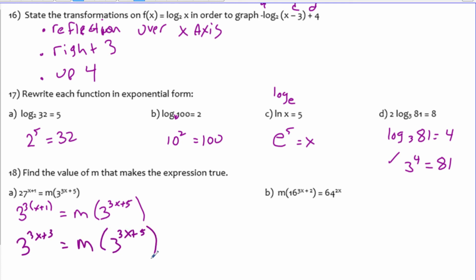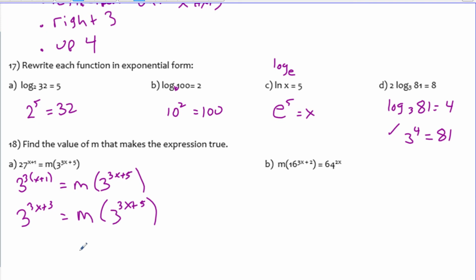Okay? So now when I compare them, it's a little bit easier to see that the only thing that's different between these two is that this one's got a plus 3 and this one's got a plus 5. They both have a 3x. They both have a base of 3. They're identical in those ways, but it looks like we need to decrease this 5 by 2 units so that it will be a 3 instead of being a 5.